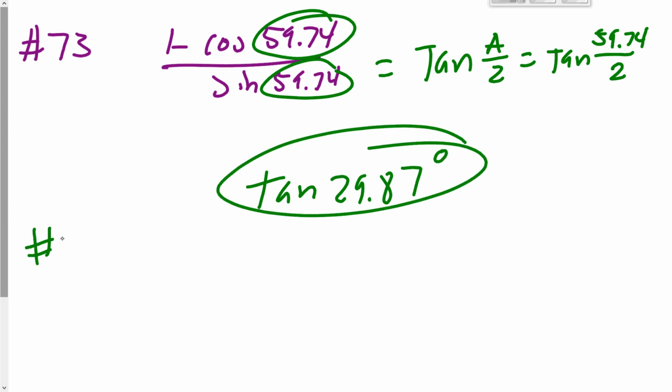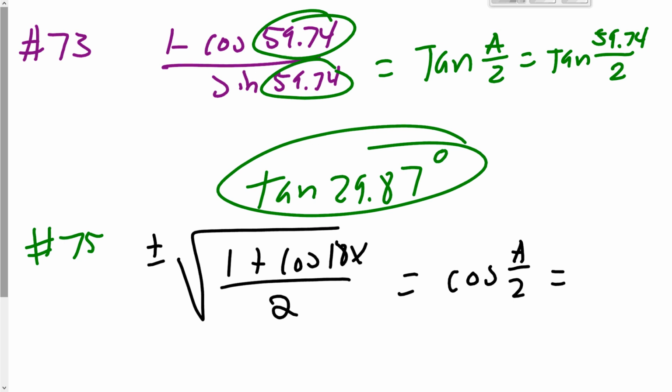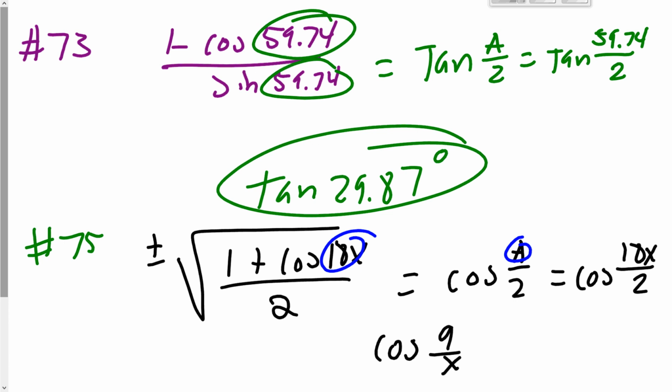Now we can do number 75. It's looking at the same kind of thing, seeing what formula it comes from. And it is plus or minus square root of 1 plus cosine, all over 2, so that means it's going to be cosine of our half angle, and our angle is 18x. So we have cosine of 18x over 2, which is just 9x, so cosine of 9x. Why did I write 9 over x? 9x. Alright, 25, all done.